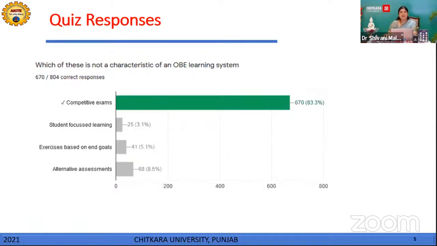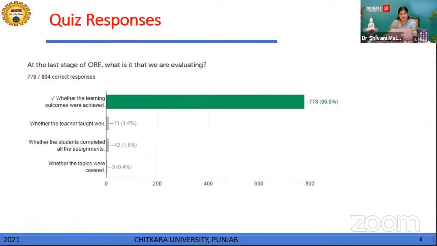Which of these is not a characteristic of OBE? Definitely competitive examination is not a characteristic of OBE, because while we make students focus on learning, we make them approach the end-term goals, and through alternative assessments we evaluate them towards those learning outcomes. That means we are indirectly making them competitive for these exams, but yes, it is not a characteristic of the OBE learning system.